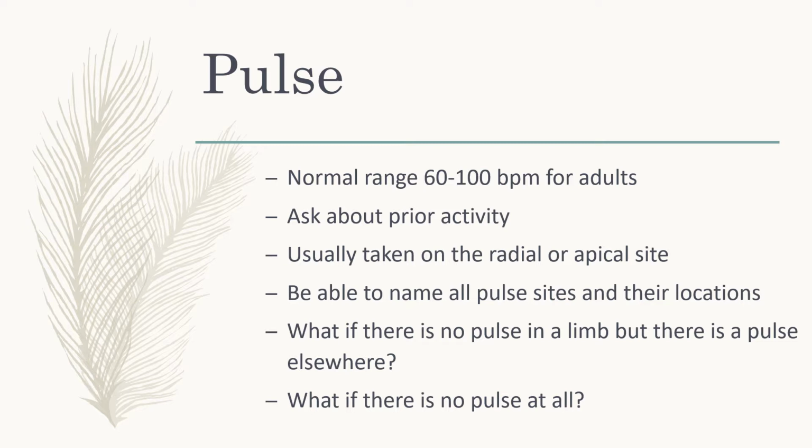And what if there's no pulse in a limb, but there is a pulse elsewhere? That's important to note and make sure that you report that immediately as well, because that could be a sign of a blood clot or any number of other things could be going on to cause that abnormality. But that is an abnormality that needs to be reported immediately.